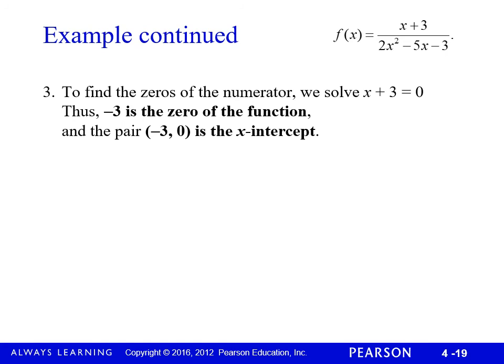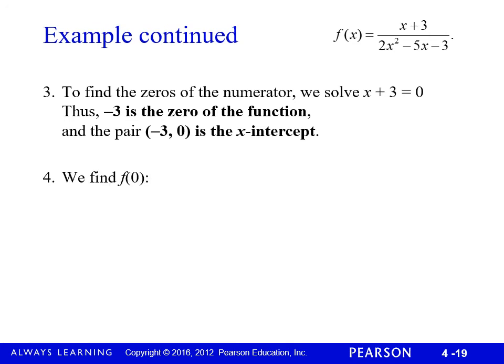Next, we need to find the zeros of the numerator. We only have x plus 3 in the numerator, so we solve that by setting x plus 3 equals 0. Thus, negative 3 is the zero of our function. And the pair negative 3, 0 is the x-intercept.